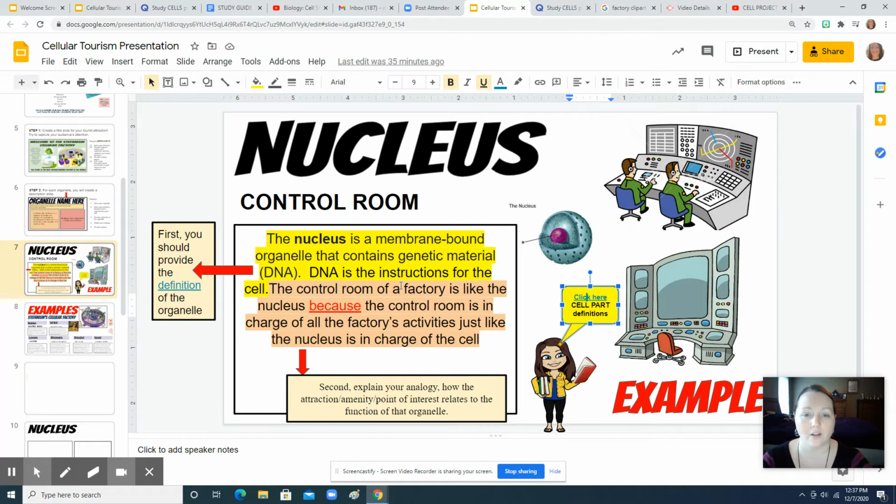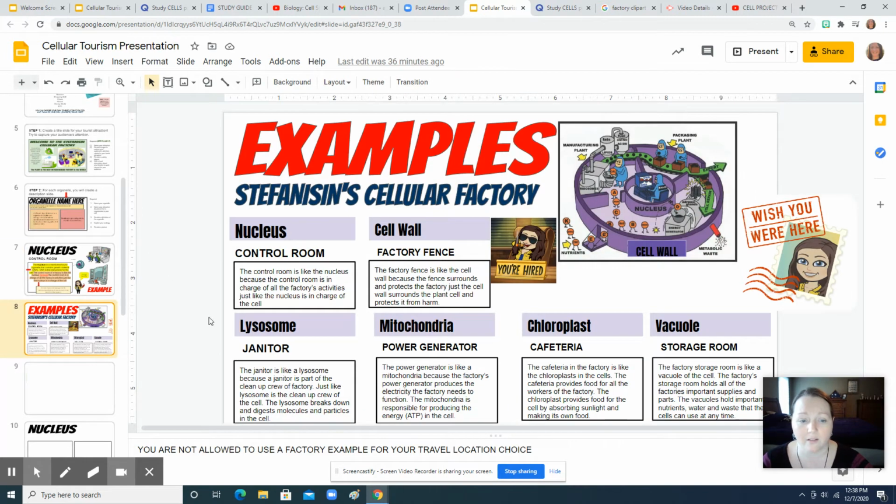Or Disney World, you can say that the Disney World castle is the nucleus because it's the most centrally located part of the park that helps to direct people and where they should go around the park. As long as you describe the definition and function of the nucleus and then compare it to whatever location choice you have, so whatever amenity or point of interest, I want you to at least relate it to the function of that organelle. Just like the control room is just like the nucleus because they both control the factory as well as the cell.